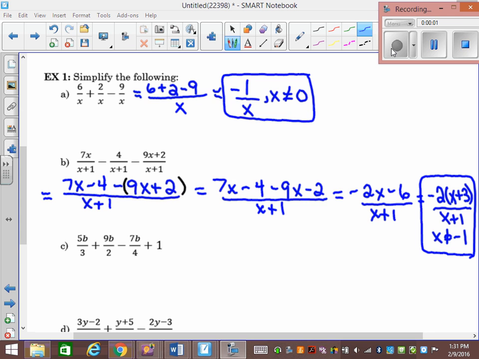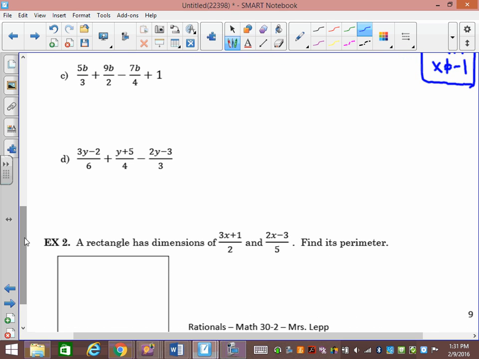So with this one, what's our very first issue? We don't have common denominators. So this 1 that's by itself, you can just write over 1. So I have to get a common denominator. What can I make 3, 2, and 4, and 1 all be by multiplying by something? Make them all be 12.